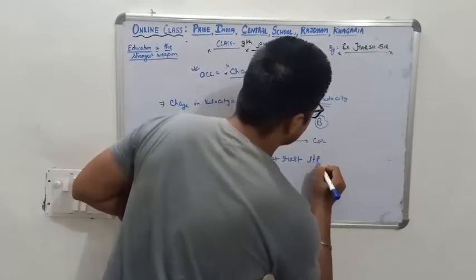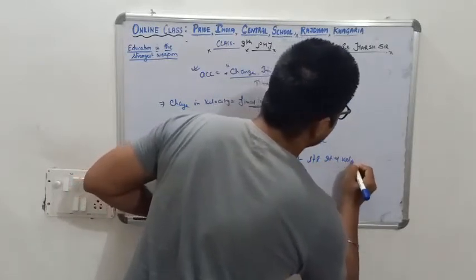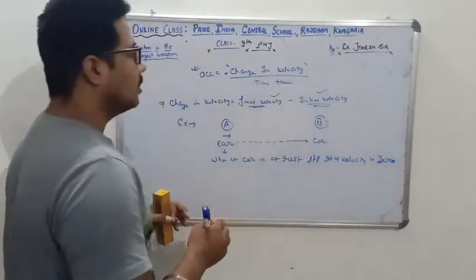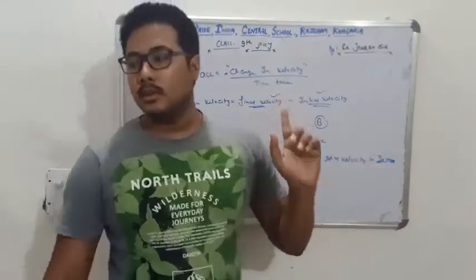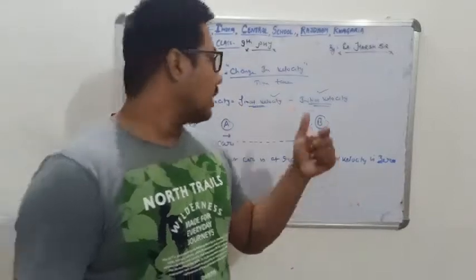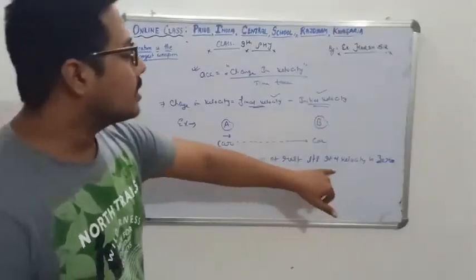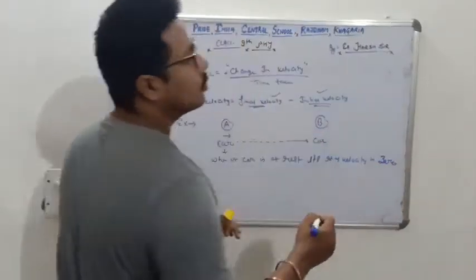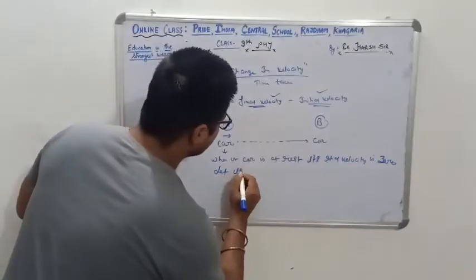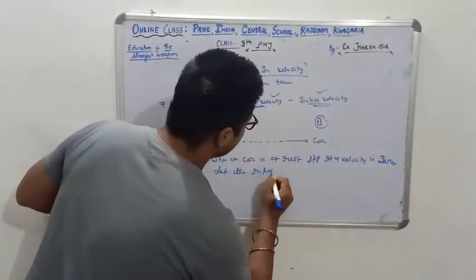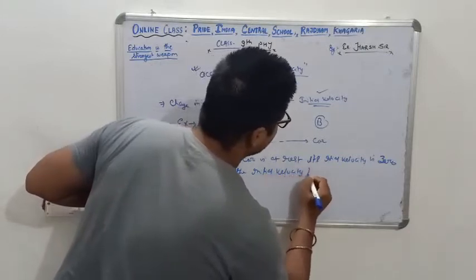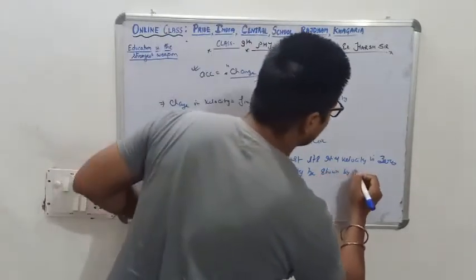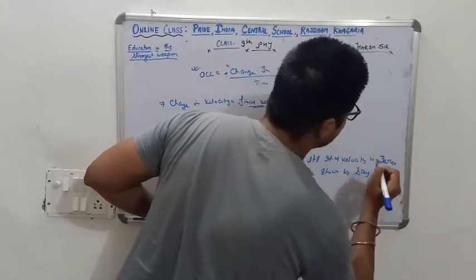When the car is at rest, what happens? Its initial velocity is 0, because there is no movement in the car. Change in velocity is the final velocity minus the initial velocity. Let the initial velocity be represented by, say, u.